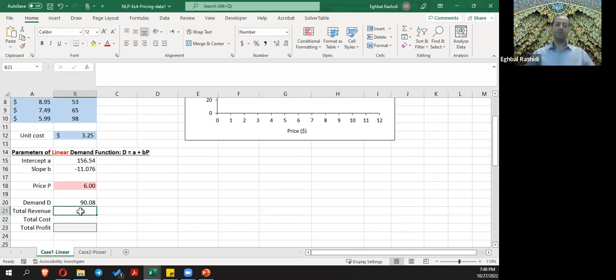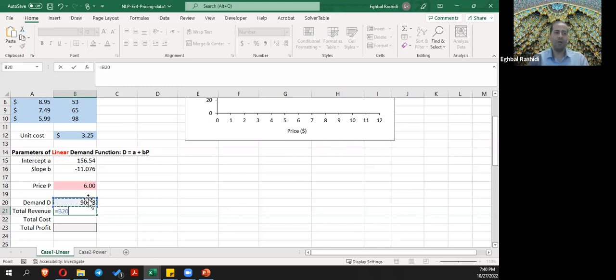Next, we have the total revenue. We are going to compute the total revenue and total cost to get to the final output, which is the total profit here. So to do that, we need revenue and cost. The total revenue is equal to demand multiplied by price. And the total cost is going to be demand multiplied by the unit price. And total profit is just the revenue minus the cost, which is 22.